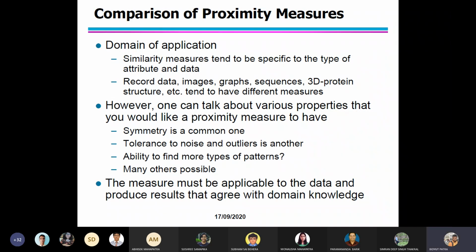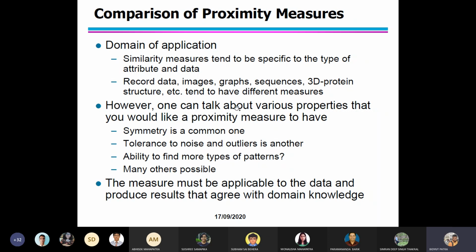Now, comparison of proximity measures. Similarity measures tend to be specific to the type of the attributes and data. Someone in the last class, I forgot who asked, I think Somia, which measure you should take. That is really difficult to answer. It is based on the particular specific application.